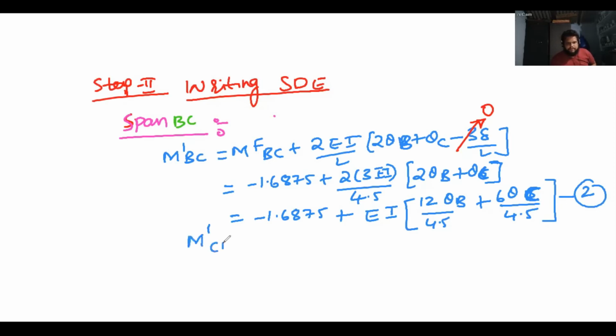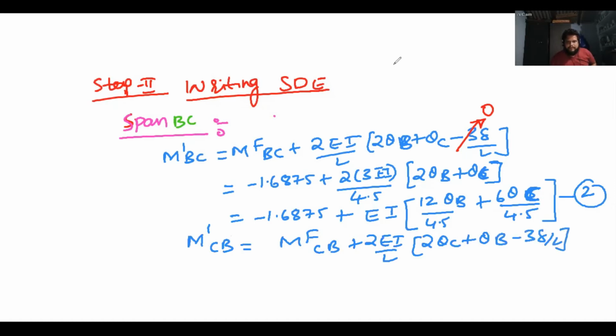Okay, next M dash CB equals MFCB plus 2EI by L into 2 theta c plus theta b minus 3 delta by L. Again here your delta is not there. If sinking is there, you have to consider this delta. If sinking is not there, that is the only reason I am not going to consider those values. So this will become plus 1.6875.